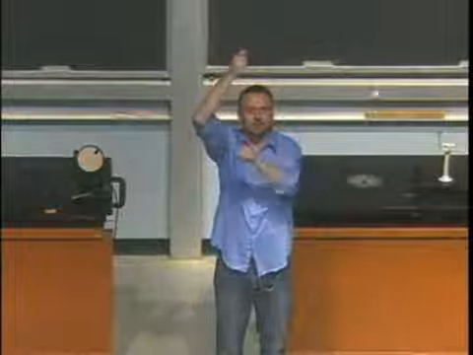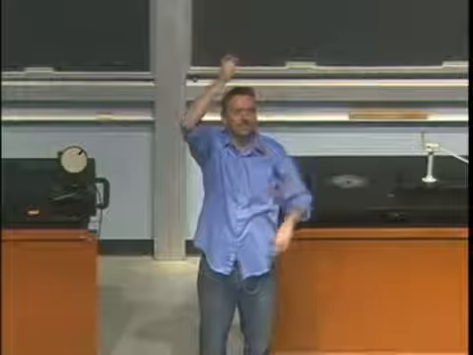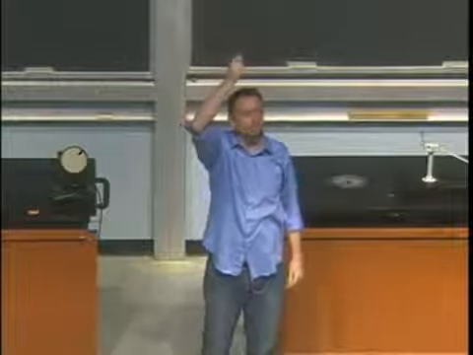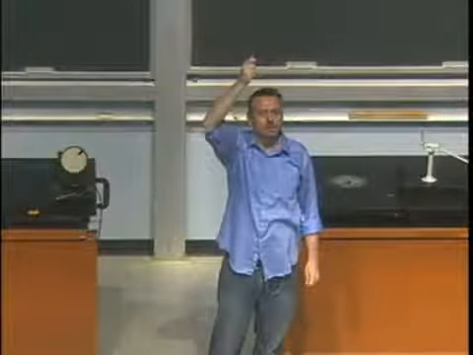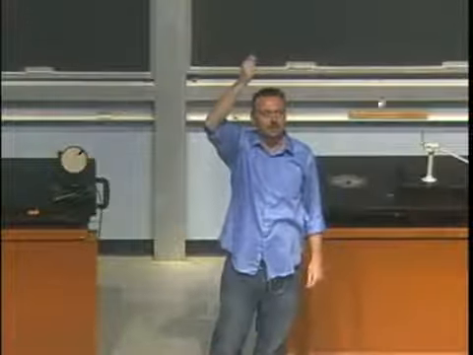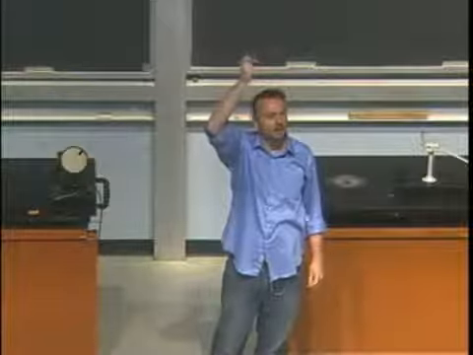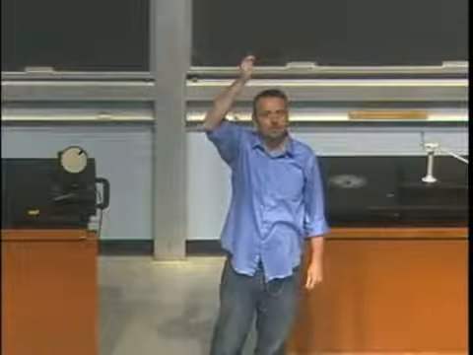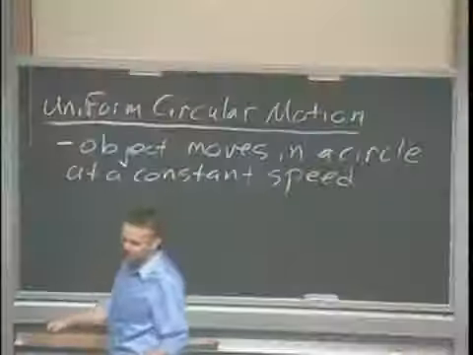The speed is not changing. The magnitude of the speed is not changing. But a key point is that the velocity is changing, not because it's changing magnitude, but because it's changing direction. The fact that the velocity is changing means that it has to have an acceleration, which means there's a force acting on it. Okay? And that's what we're going to study today, motion in a circle like that, and what the forces are that create circular motion.